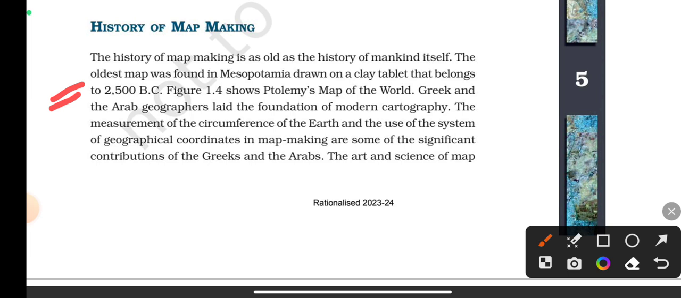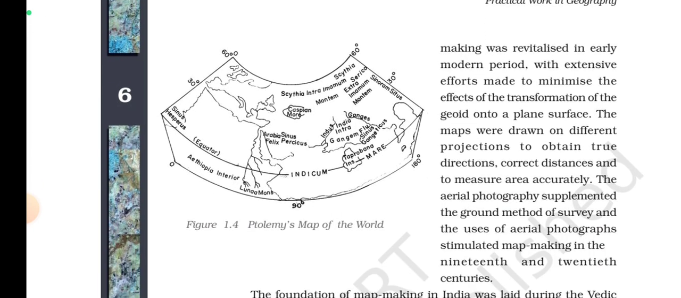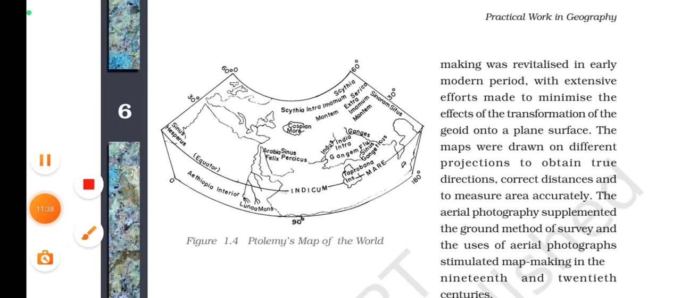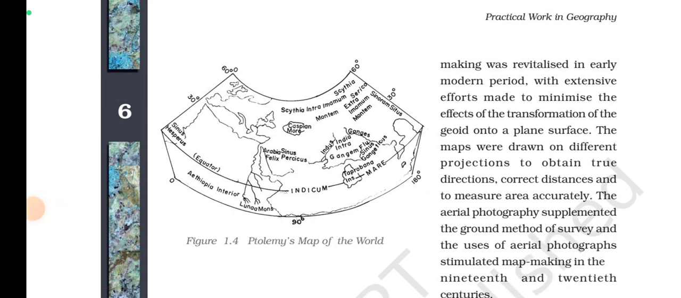Then figure 1.4 shows Ptolemy's map of the world. Greek and Arab geographers laid the foundation of modern cartography. Who laid the foundation of modern cartography? Greek and Arab geographers. The measurements of the circumference of the earth and the use of the system of geographical coordinates in map making are some of the significant contributions of the Greeks and Arabs. So this is the map of Ptolemy, showing how he depicted the world.